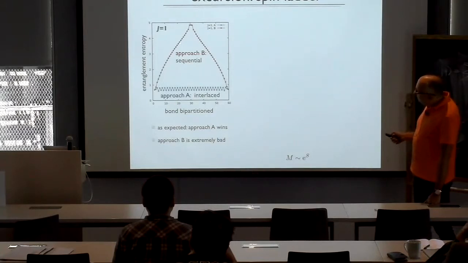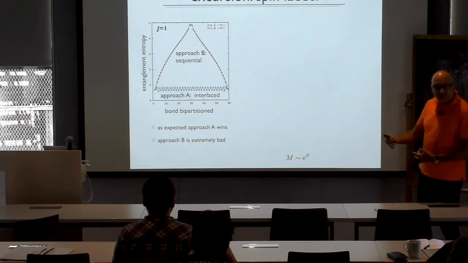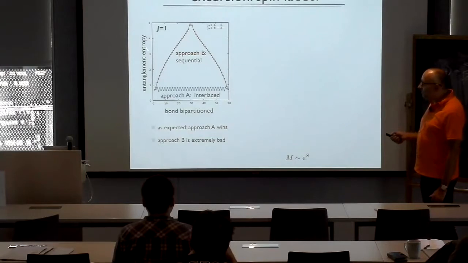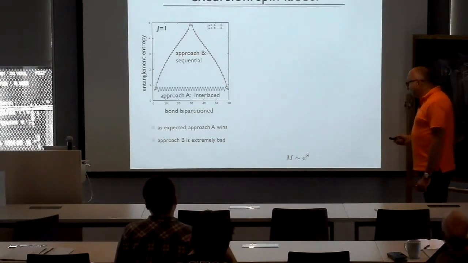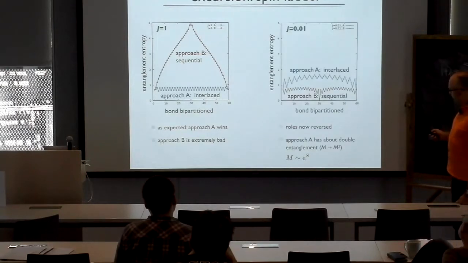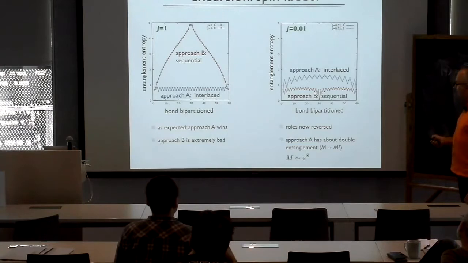And the fact that it's about 5 times higher, all this translates into exponential factors, it's enormous. In fact, this approach is so bad that you can't really even get it to converge properly. But now let's do something else. Let's make the interchain coupling extremely small, 0.01. Now the entire thing is reversed.